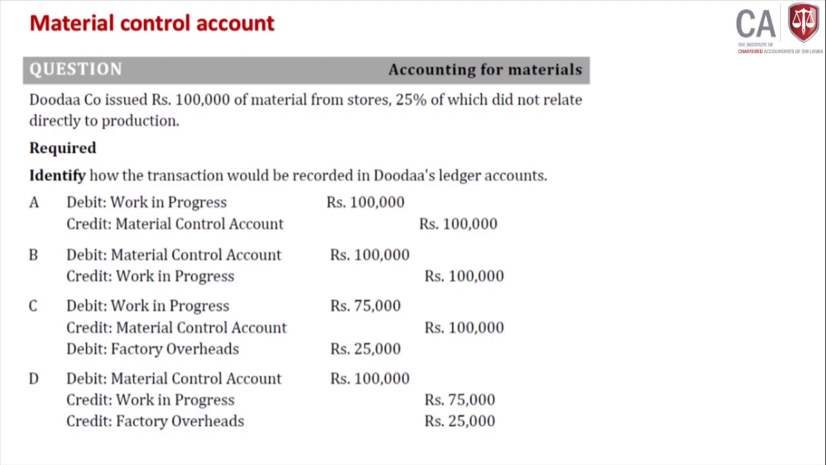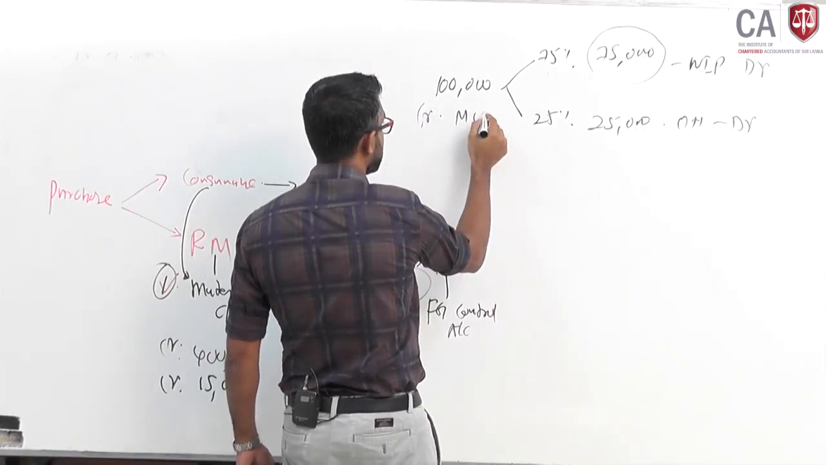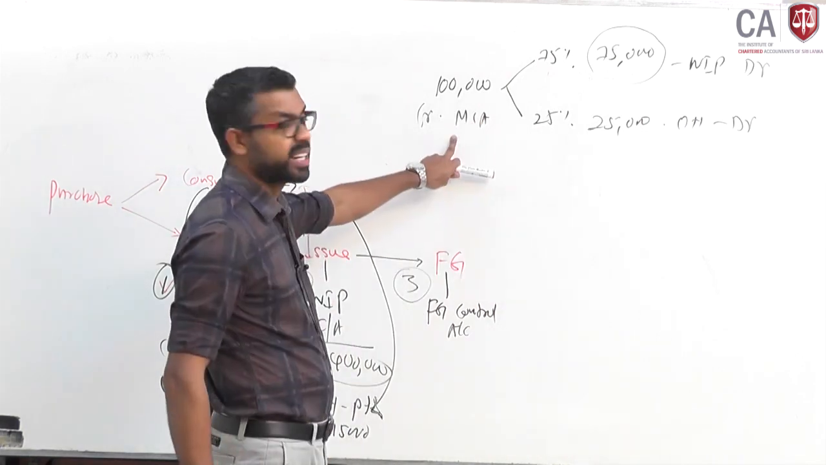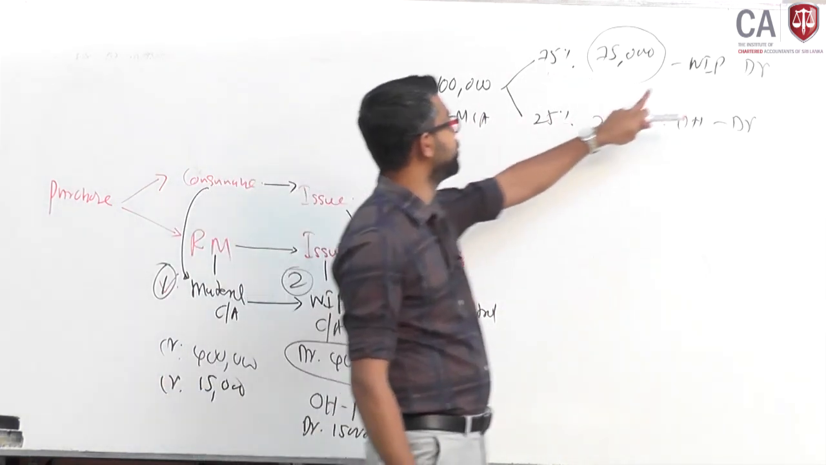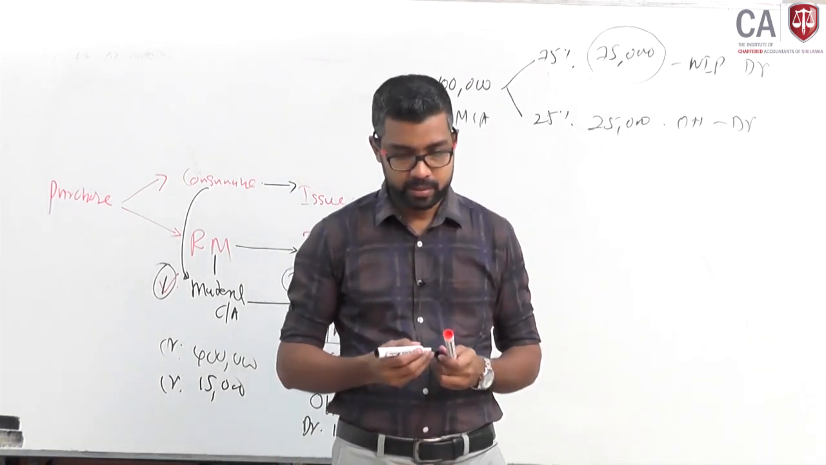Then they ask us to record this transaction, debit credit. So relating to production, WIP debit. This is overhead P&L debit. Altogether 100,000 credit to the material control account. Material control account credit 100,000, debit WIP 75,000, debit 25,000 overhead, right?